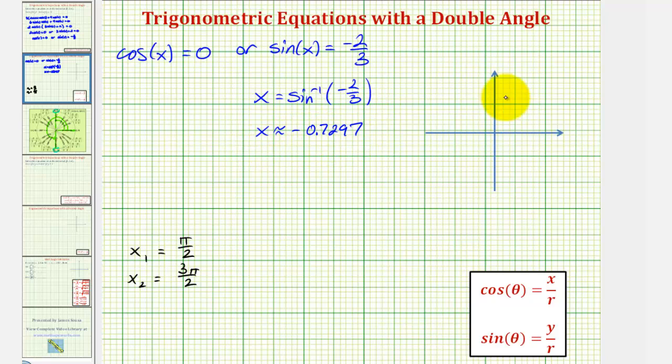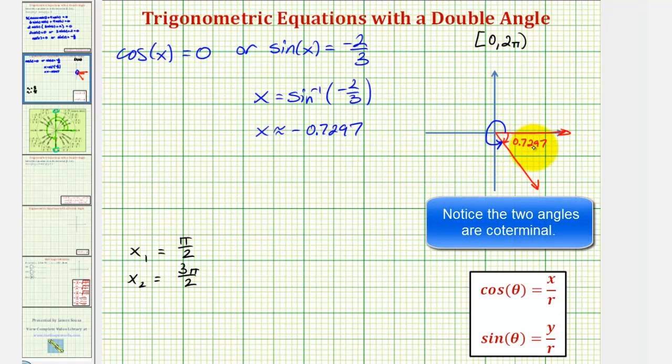Let's sketch this angle in standard position. The initial side would be here, and the terminal side might be somewhere in here. Even though the rotation would be in this direction, notice how this does tell us the reference angle would be 0.7297. And we can use this reference angle to help us find the angles in the interval from 0 to 2 pi. One of those angles would start here and rotate counterclockwise in this direction. This angle would be 2 pi radians minus the reference angle of 0.7297, which does give us one more solution.